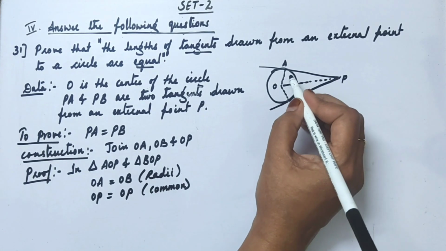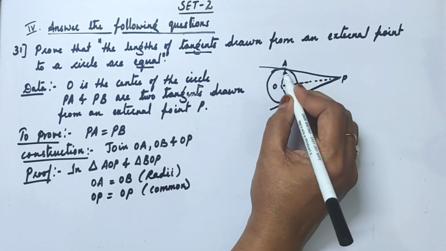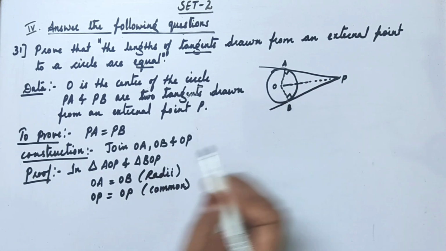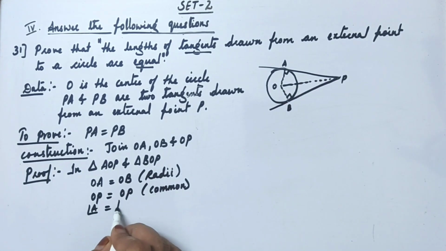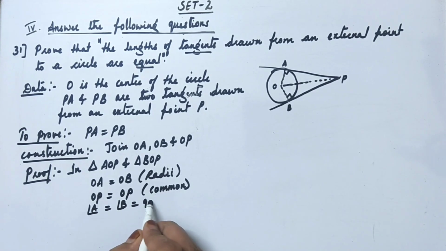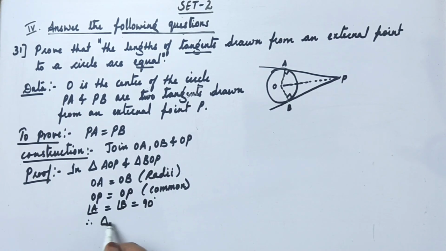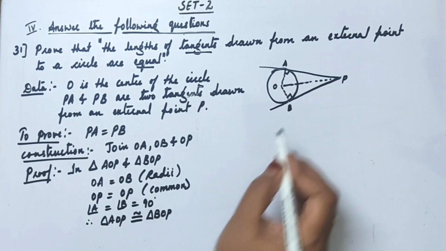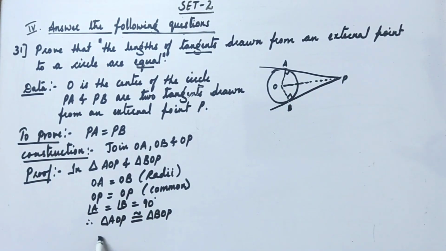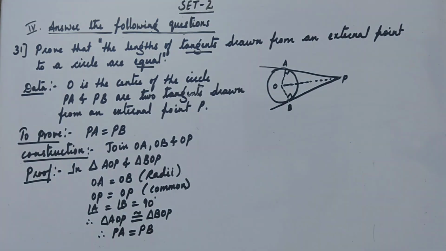Then again I can say when the radius is touching this tangent, it touches at 90 degrees. So we say angle A equals angle B, which equals 90 degrees. Now three comparisons are over. Therefore we say that triangle AOP is congruent to triangle BOP. So these two are congruent to each other. Therefore we say that PA equals PB. Hope this is clear to you all, students.